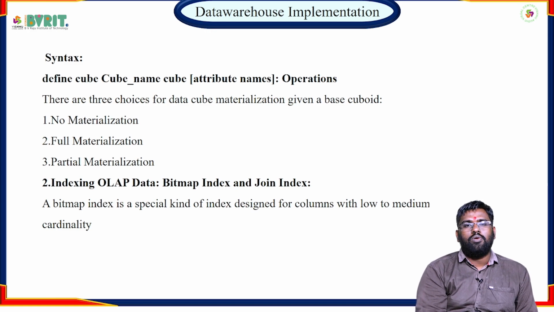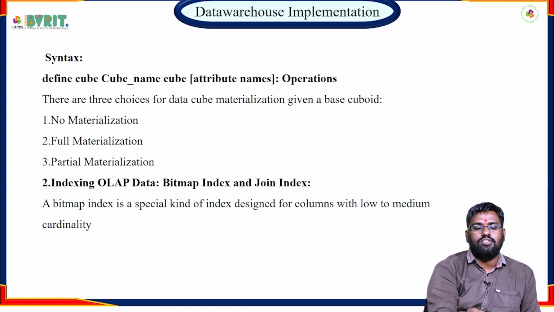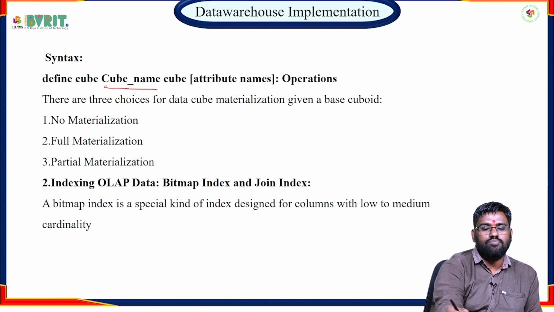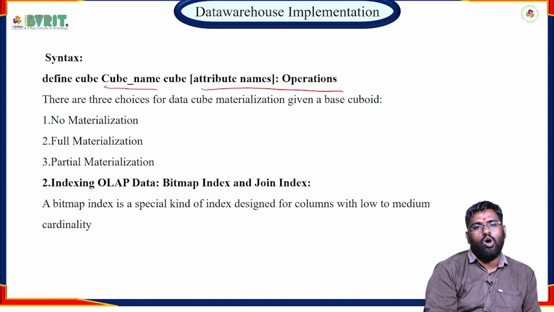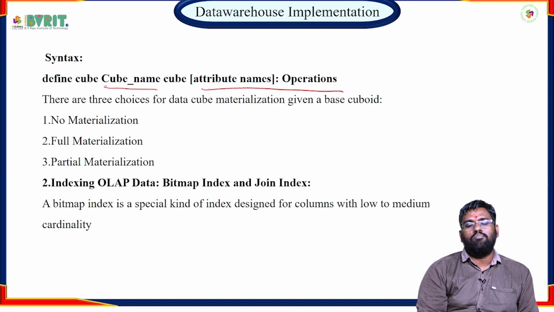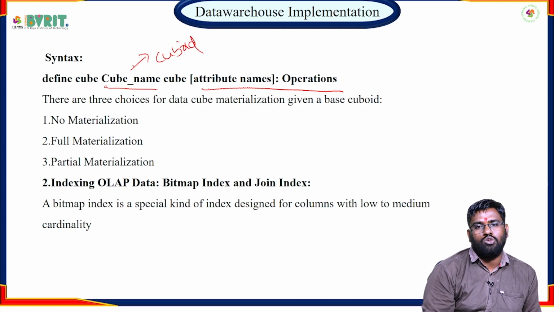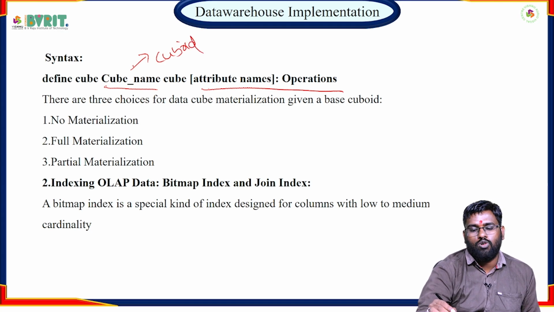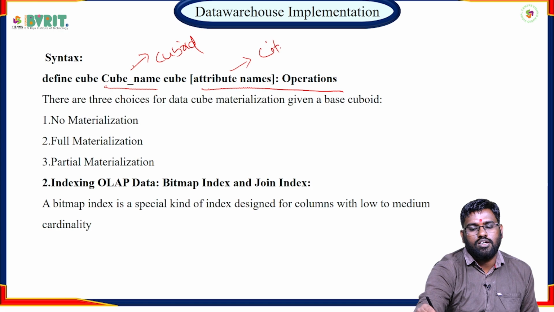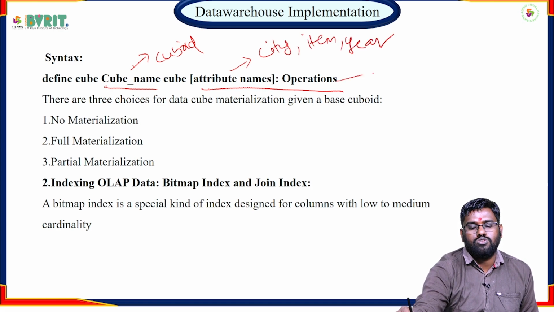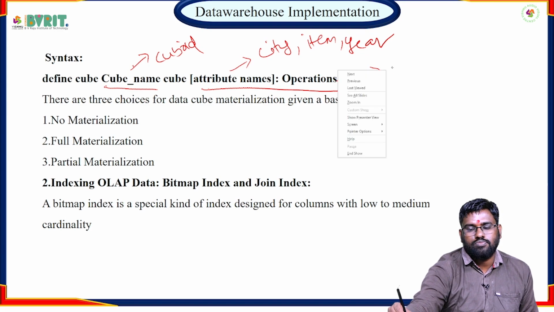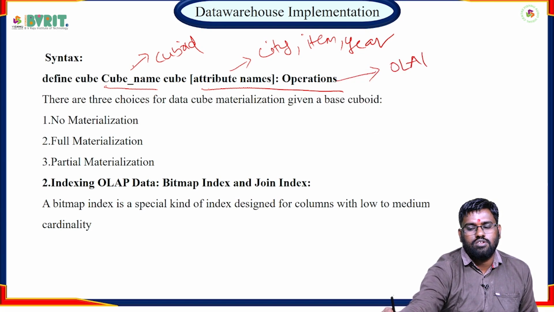If we have to represent the cube in syntax format, the syntax is: define cube, cube name, of attribute names, colon, operations. In the previous example, I took the cube name as cuboid, and the attribute names are city, item and year. The operations we have to perform are OLAP operations, or any additional operations.